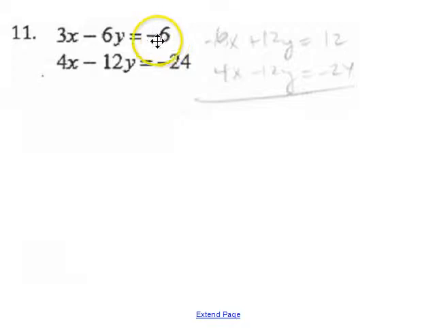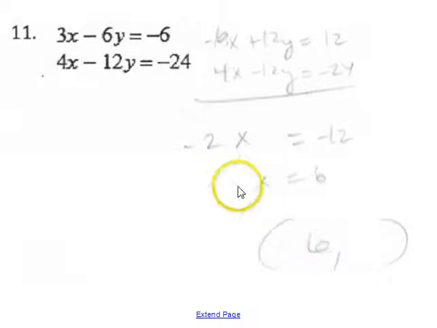Don't forget, though, I still have to multiply this times -2, and it becomes +12. So now when those cancel, I'm going to be left combining -6 and 4, which gives me -2x. Combining 12 and -24, which gives me -12. Solve for x. You're going to find that x is 6, and once again you're halfway to your answer.